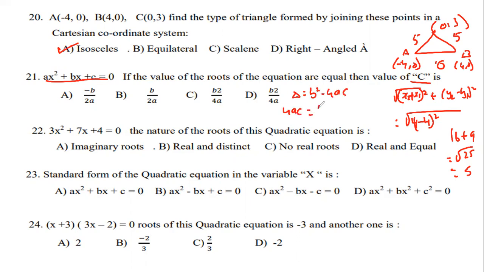4ac is equals to b square. C is equals to b square by 4a. Which option is right? Option C is correct.